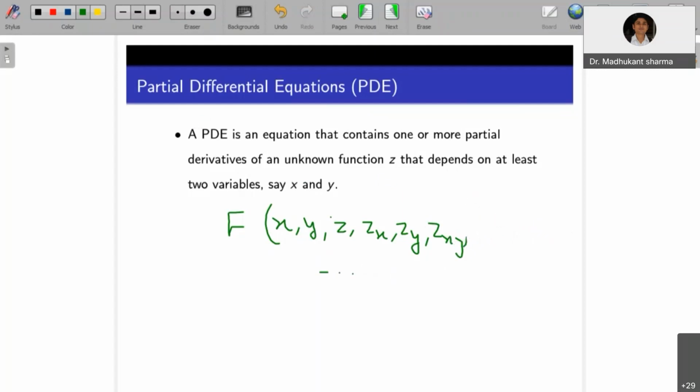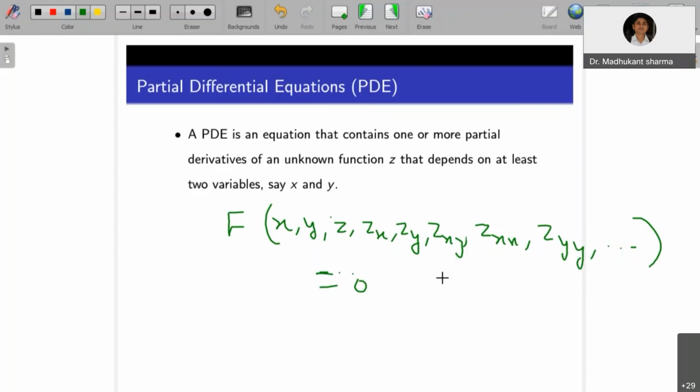Okay, zxy, zxx, zyy, dot dot dot equals 0. So these dots mean there may be second order partial derivatives. There may also be third order partial derivatives occurring in the equation, and so on, and any higher order derivatives.